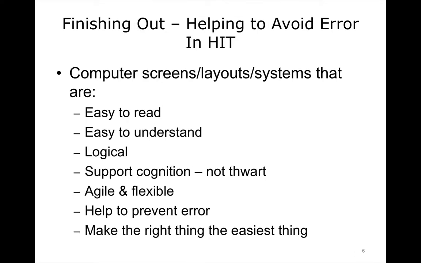How can we help to avoid error in HIT? HIT can help to reduce error, but only if it is well designed and appropriate for the task at hand. Like in aeronautics, they learned very quickly not to put the eject seat button next to the emergency brake button. So we need systems that are easy to read, easy to understand, logical, able to support, not thwart, cognition, agile and flexible, help to prevent error, and make the right thing to do the easiest thing to do.